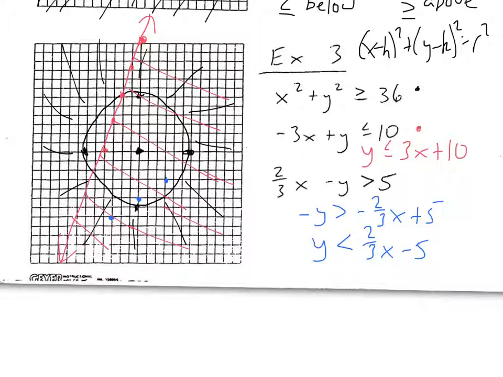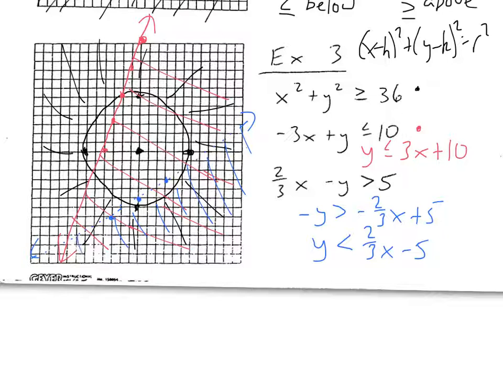And also, this is going to be a dotted line because it's not equal to. So I'm going to do a dotted line here. So the points along the line don't work. And it's going to be everything below. It says less than, so everything below. So stay outside the circle there.